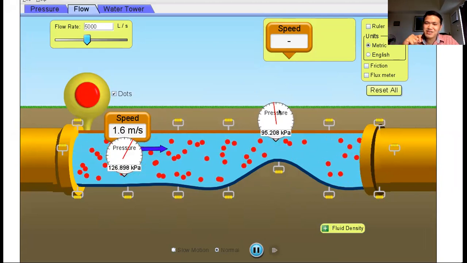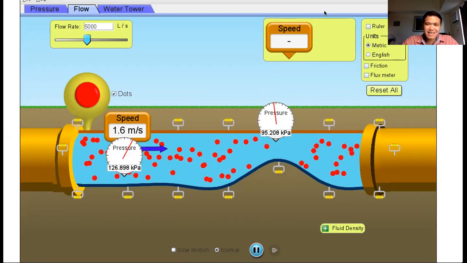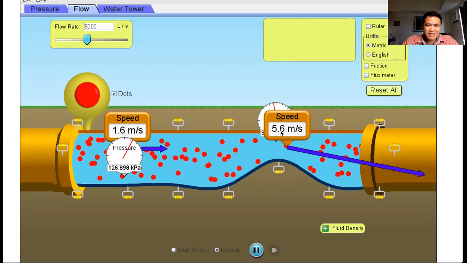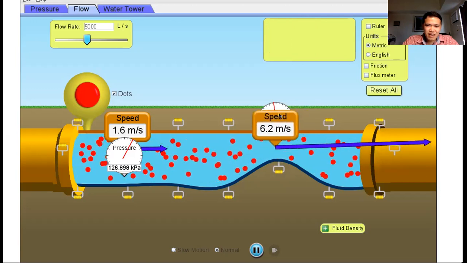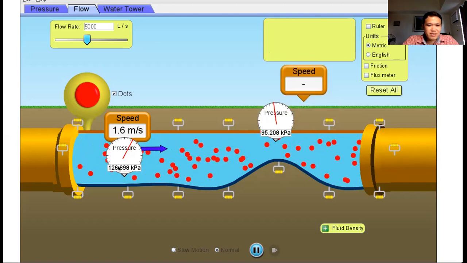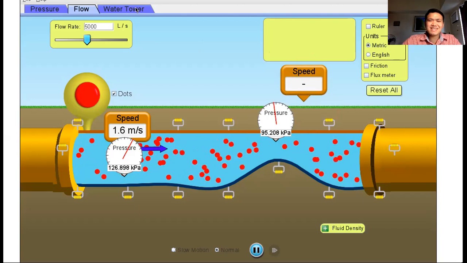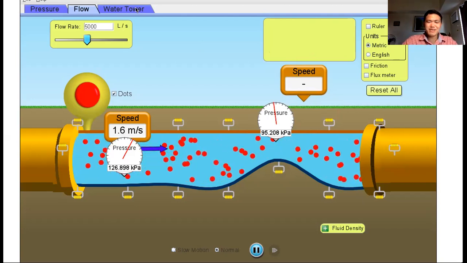That's Bernoulli's equation, as I've discussed in the previous video. If the velocity is high, look at the velocity here. It's definitely higher, 6.2 compared to 1.6. The pressure is low. Here, the velocity is low, the pressure is high. Okay, so that's another way to explain Bernoulli's equation.